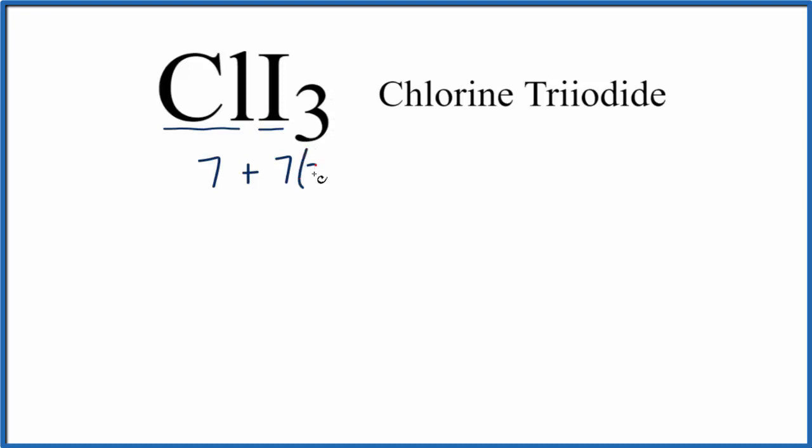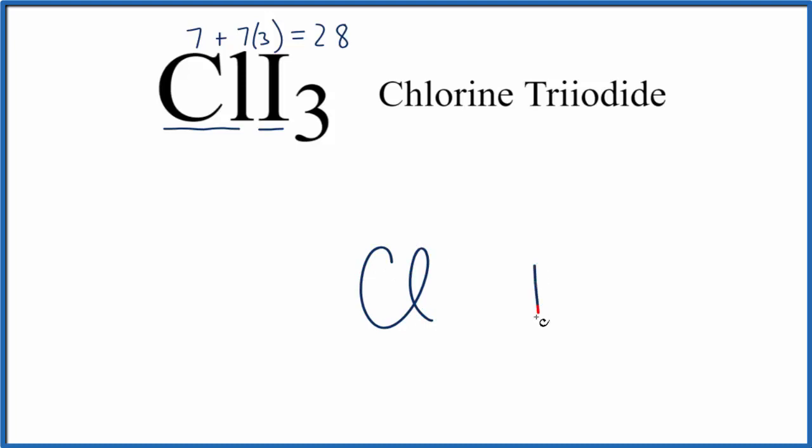We have 3 of the iodine, so 7 plus 21, 28 total valence electrons for ClI3. Although chlorine is more electronegative than the iodine, I'm going to put it in the center here since I have 1 chlorine and 3 iodines. So I'll put the chlorine there, and then I'll put the iodines around it.